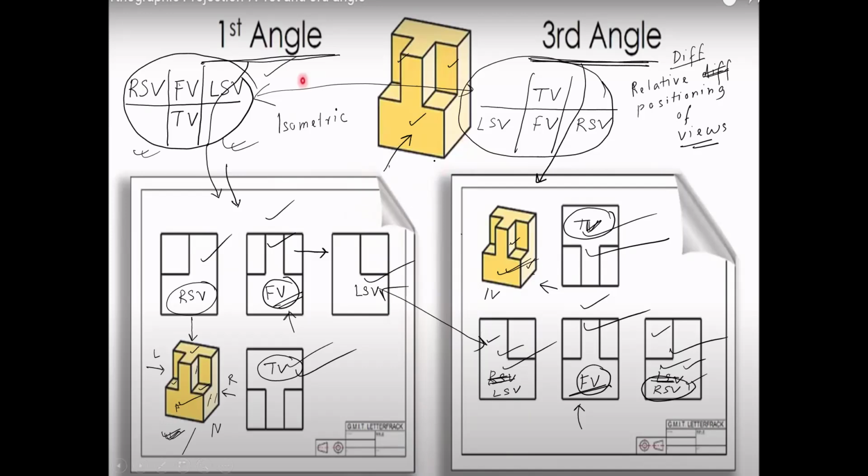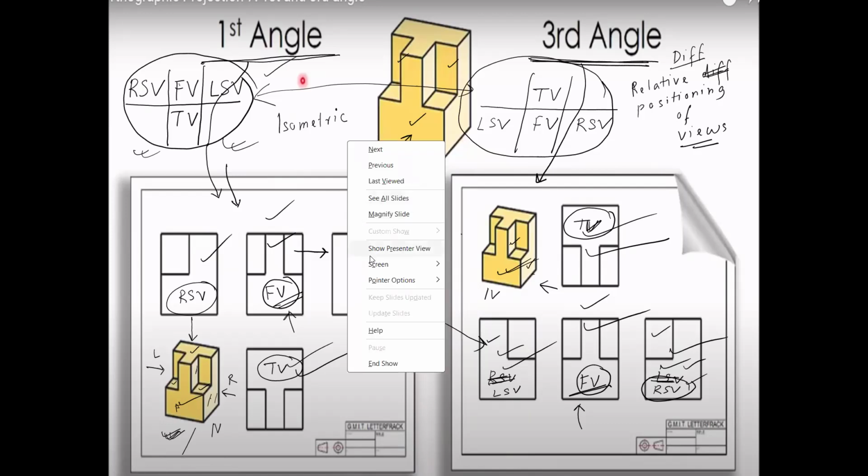So let me explain that using a blank screen. Hopefully this time I will be able to do this in one shot. So let me use white screen. Okay. So let me explain the relative positioning of the views in the first angle system. Then we will take up third angle. Why are the relative positionings of the views like what we have seen just now in the first angle system? Let us try to understand that.